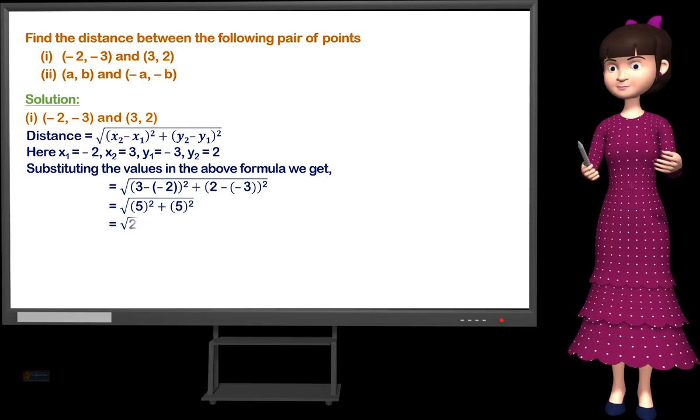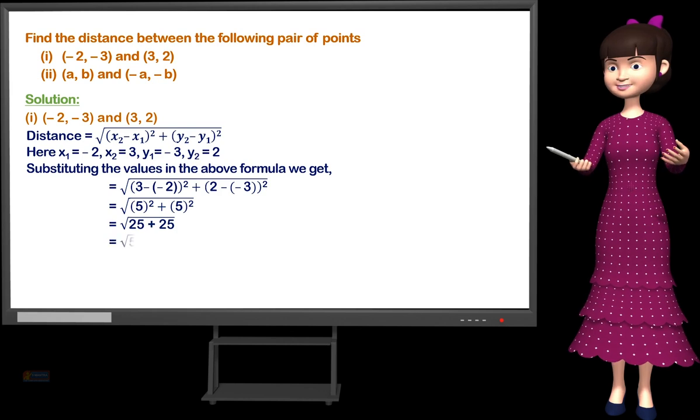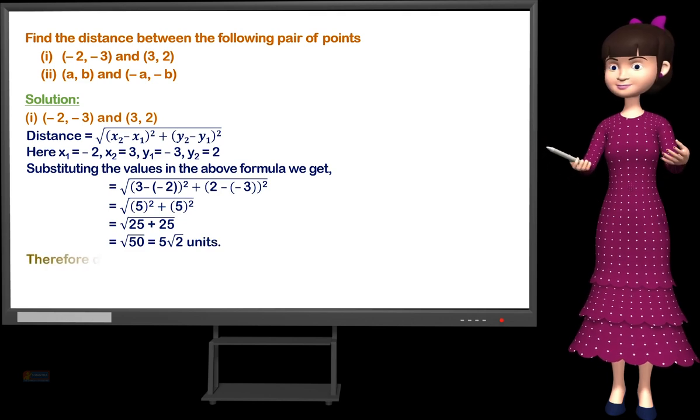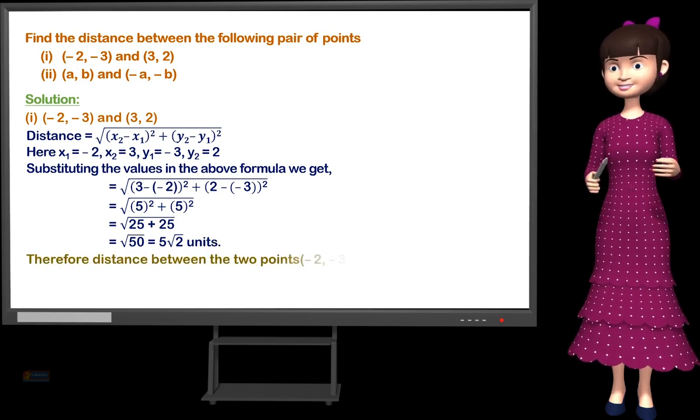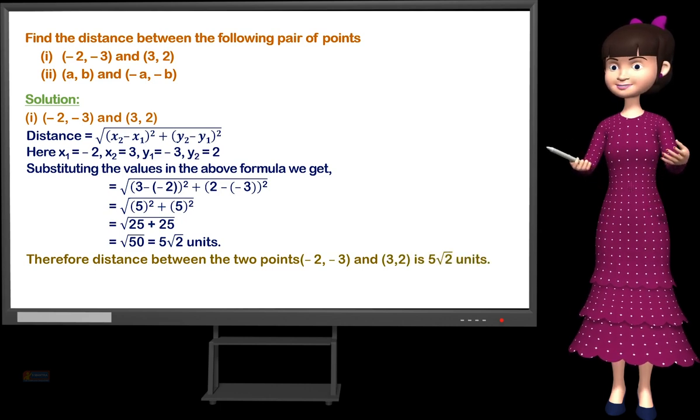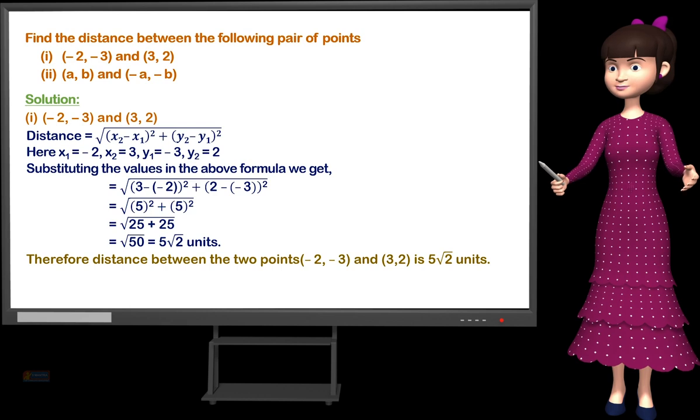under root 25 plus 25, which is equal to under root 50. Simplifying this, we get 5 root 2 units. Therefore, distance between the 2 points -2, -3 and 3, 2 is 5 root 2 units.